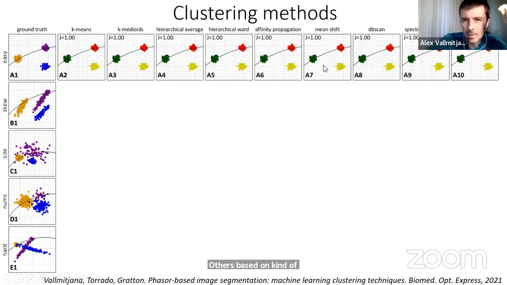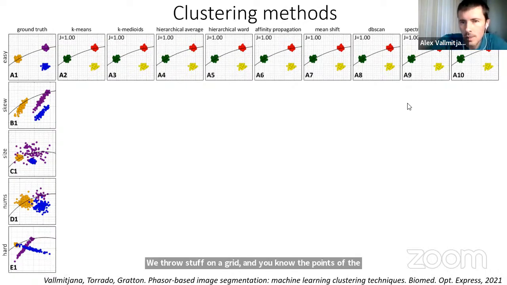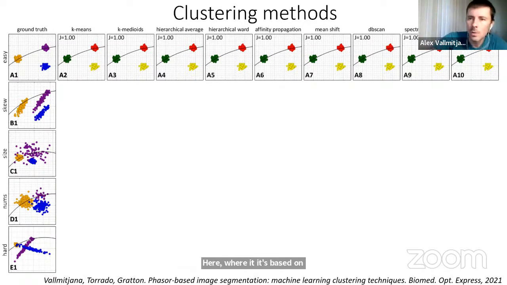The mean shift is kind of a tricky one where you throw stuff on a grid and you move the points of the grid towards the points of more density. And DBSCAN is a more modern approach, which is similar to that. And then spectral clustering is kind of an isolated guy here, where it's based on eigenvalue decomposition, so you work in a separate space. And Gaussian mixture model is the one that I'm making the case is the best for this kind of data.